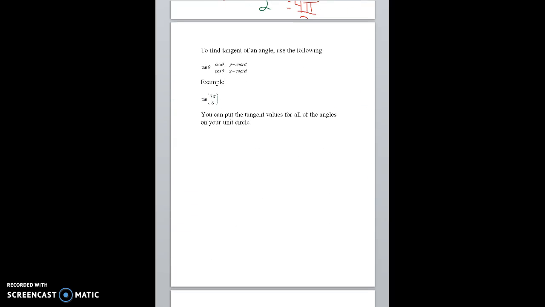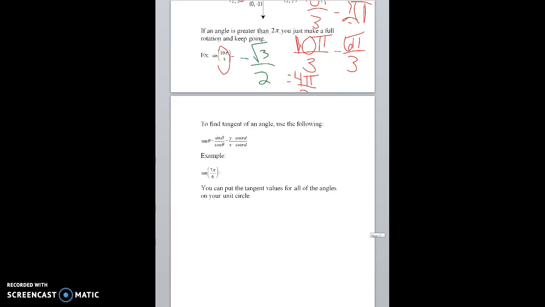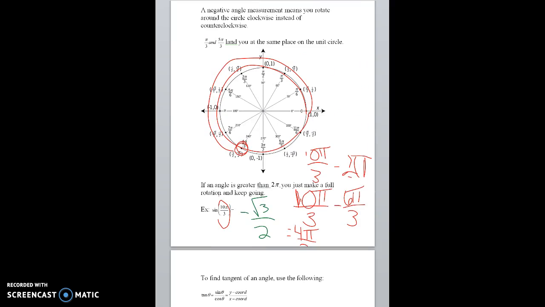You're also going to have to find tangent every once in a while. Tangent is equal to sine over cosine. Since the y-coordinate on the unit circle tells you the sine, and the x-coordinate tells you cosine, it's also equal to just the y-coordinate of an angle divided by its x-coordinate. So if we're looking at, for example, tangent of 7 pi over 6, go up to your unit circle, let me erase the stuff from before. 7 pi over 6 is right here.